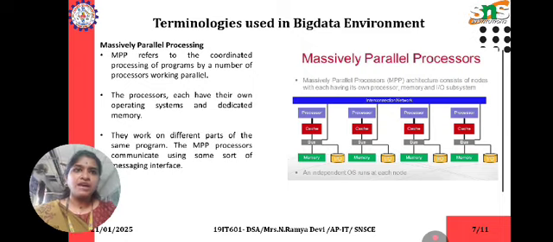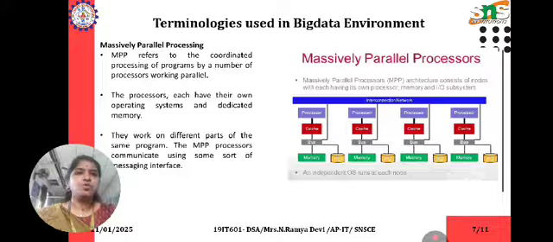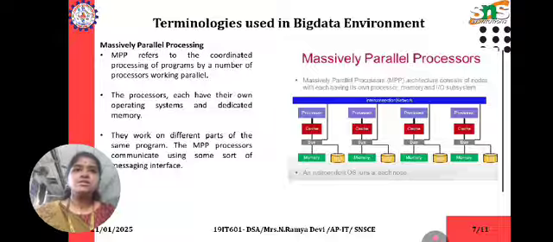So here we have processor, cache memory, and a bus which is connected to the processor and cache, and also we have connected the memory, and in the bus we have connected the I/O devices. So an independent OS runs at each node. They are connected using an interconnection network, and there is some sort of messaging interface between them.